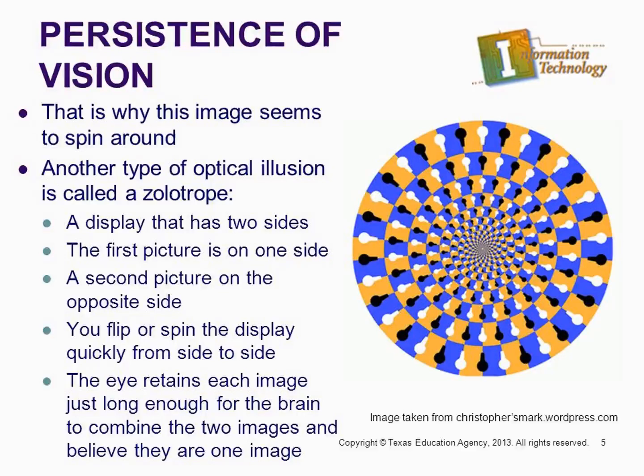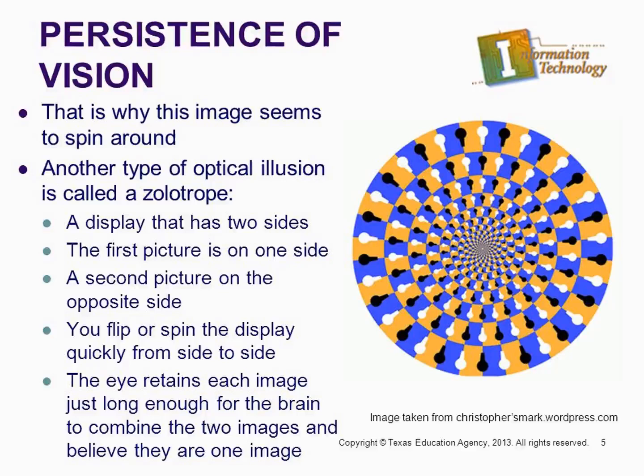That is why this image seems to spin around. You are seeing an image, isn't it? It is rotating, isn't it? When you are seeing it, watch it clearly. It is rotating, no? This is called a zoetrope, an optical illusion.